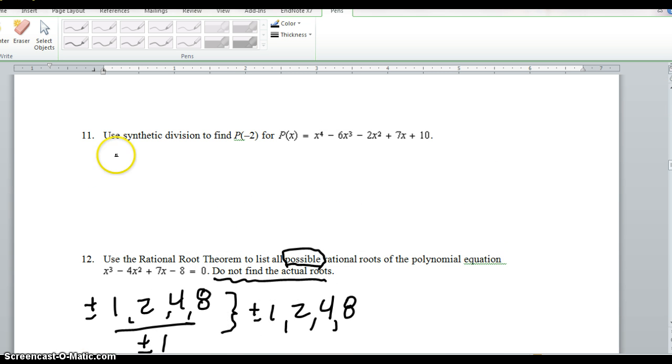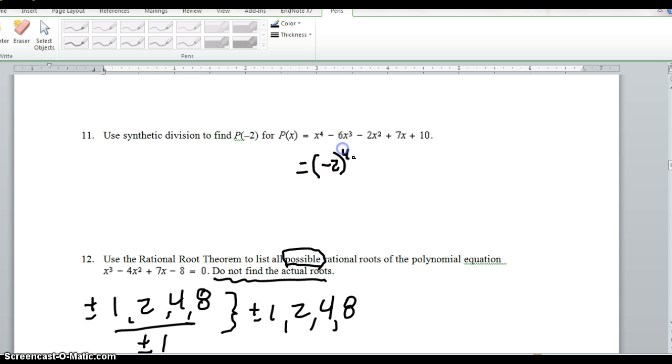Next one says use synthetic division to find p of -2 for the polynomial p of x given here. Now, if you recall, you can find this one of two ways. Using synthetic division, with your synthetic divisor right here, to divide this and find the remainder, or if you remember the remainder theorem, it says simply plug in -2 in here and see what it spits out. So let's just go ahead and do that.